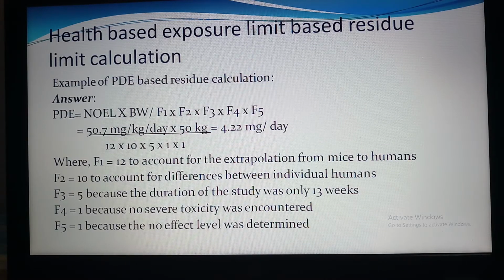So first we will calculate PD. Putting the values in the formula, we will get PD as 4.22 mg per day. Here the factors are taken as 12, 10, 5, 1 and 1, and why these factors are taken as these values is also given. For example, F1 is taken as 12 to account for the extrapolation from mice to humans. Other factors are also given, and these values are taken from the guideline ICH Q3C revision 6. You can also follow that guideline for better understanding.